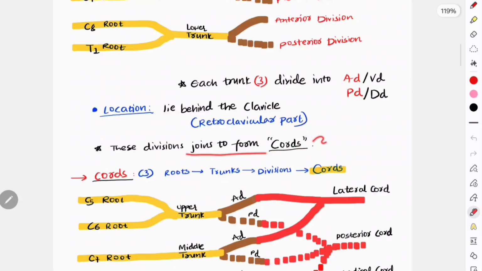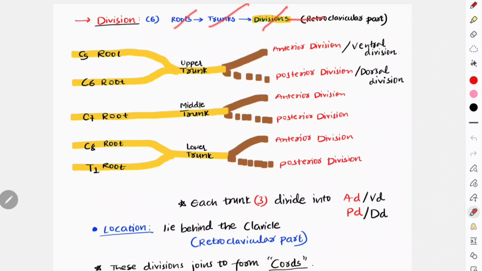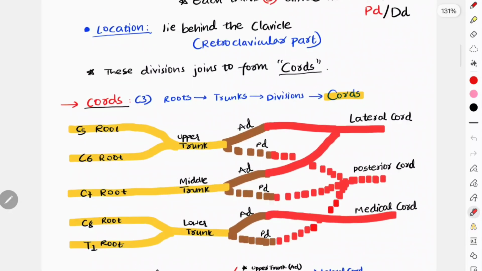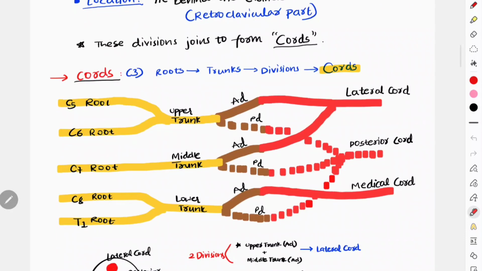See, these divisions join to form cords, right? Roots, trunks, divisions, and further the cords. The trend continues like this: roots form trunks, trunks form divisions, divisions form cords. The cords further form branches. Same: roots, trunks, anterior division and posterior division for each trunk.